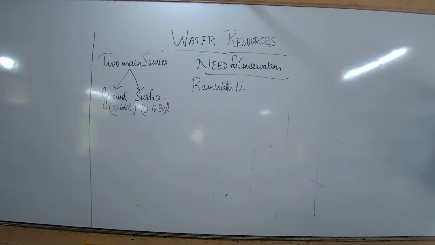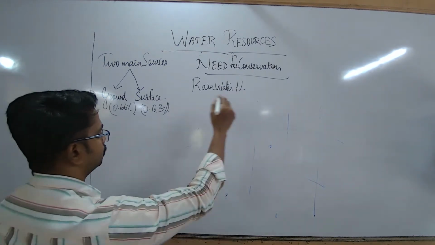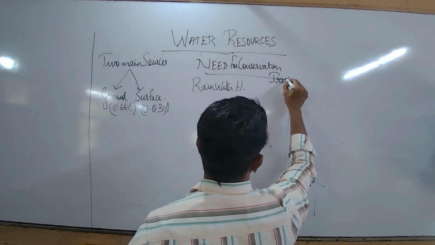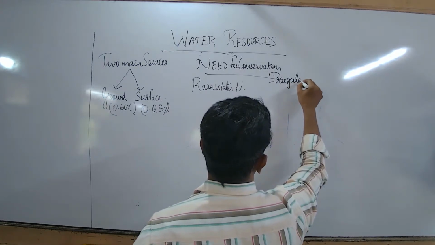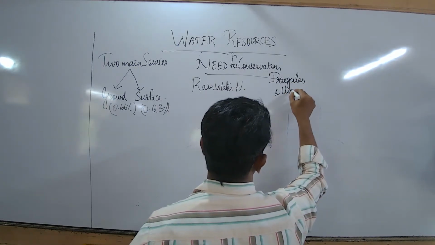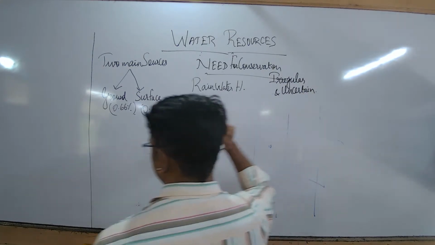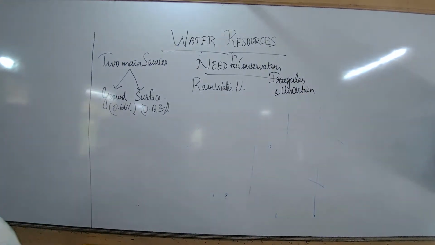Rainfall in India. You remember the two words, irregular and uncertain. Rainfall in India is irregular and uncertain. Now check all these points. Which point do you feel irregular? Uncertain.